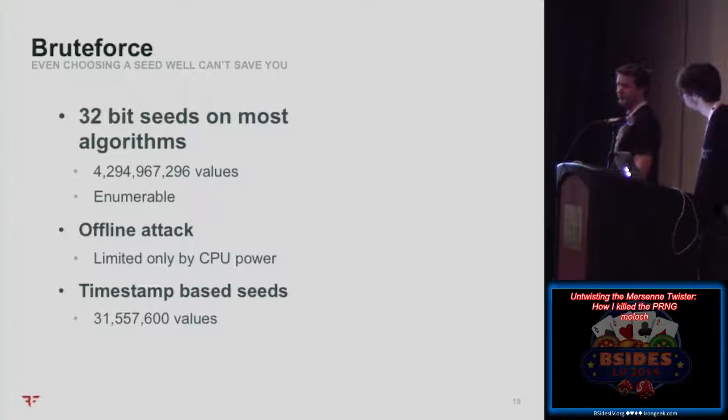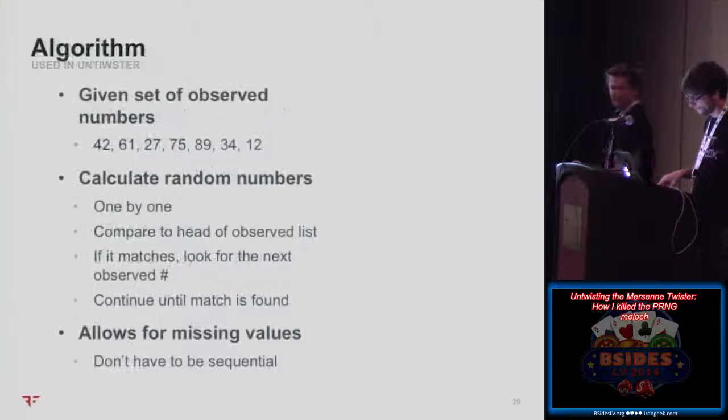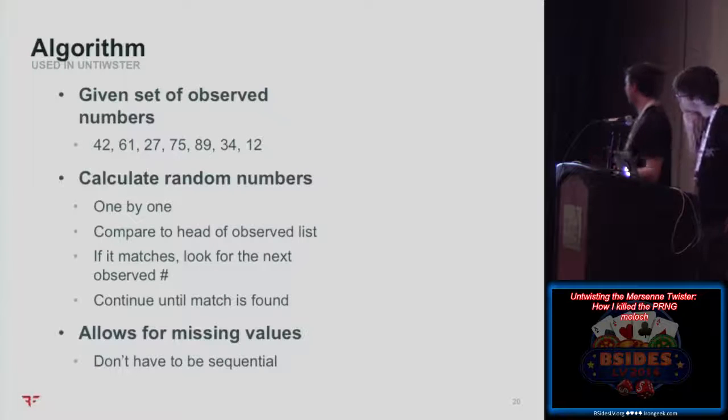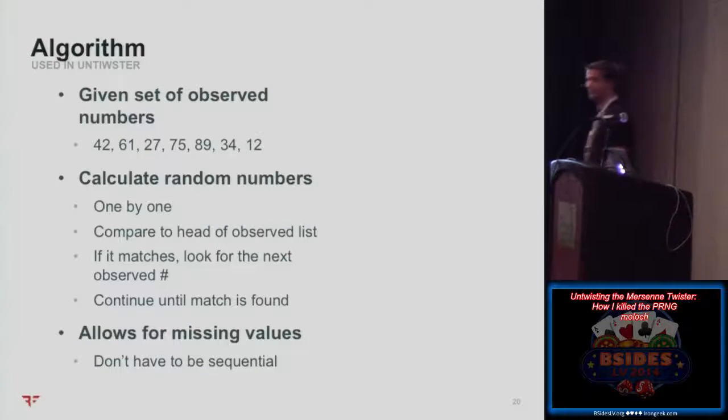Weakly or poorly chosen seeds are the number one way to break a random number generator. Yeah, we provide an easy framework for doing that, trying to match as many different algorithms as possible.